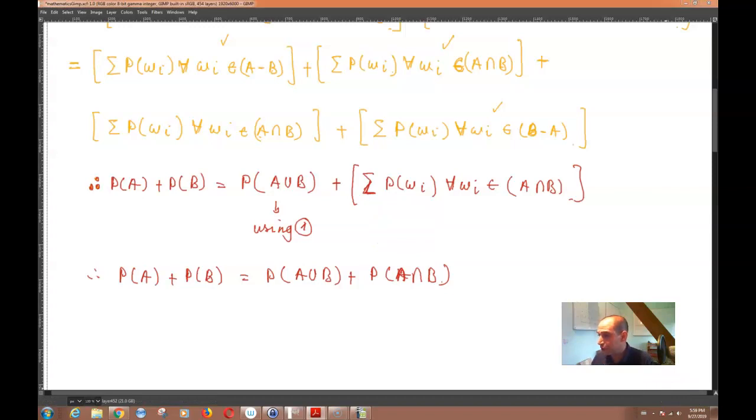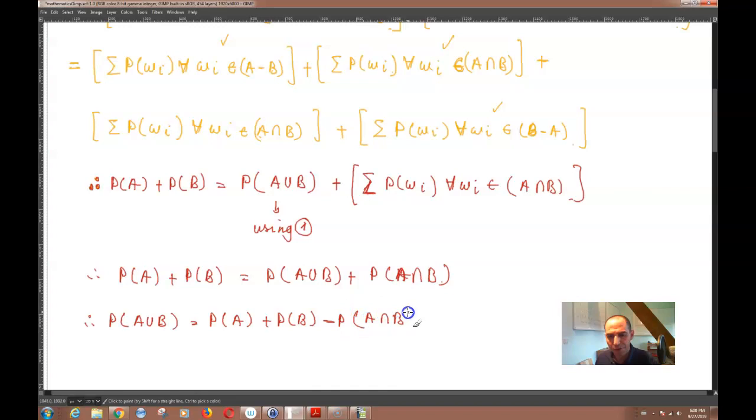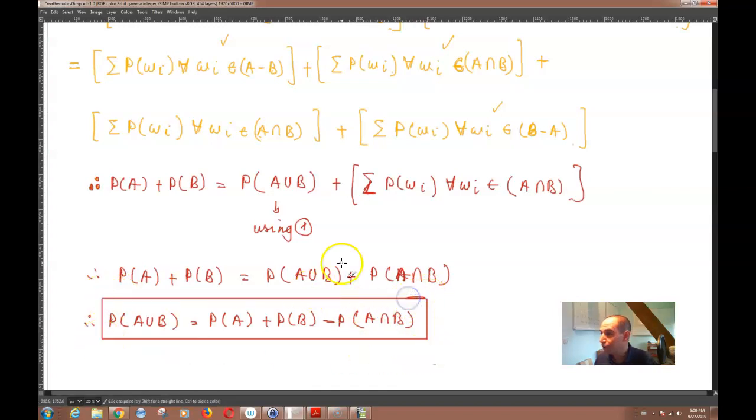So what that means is that, hence you can say that P of A union B is the same thing as P of A plus P of B minus P of A intersection B. And that is the result that we were looking for. And also we can use a Venn diagram to basically do the same thing, which we will do as well.